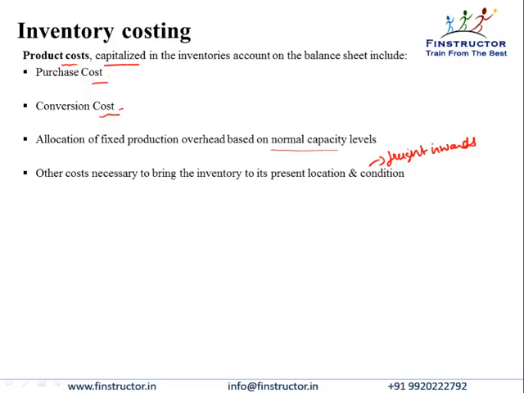So I need to carry material from the mine to my plant, and it has to be transported within the plant in various processes. So that freight can be loaded onto the cost of inventory.